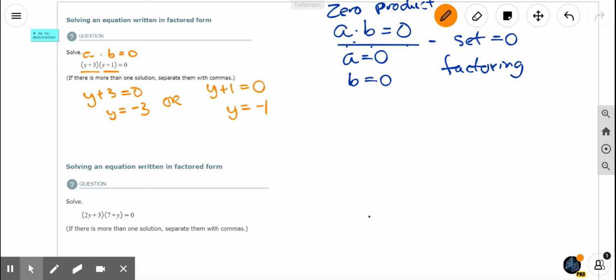And it says if there's more than one solution, separate them with commas. By the way, you will not put parentheses because this is not a point. These are two values of y.